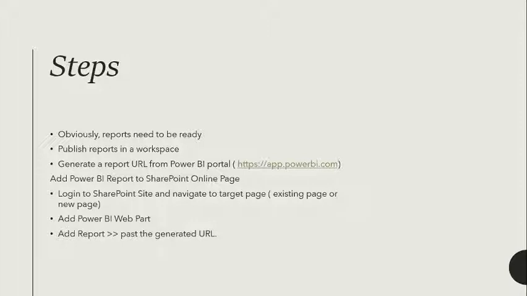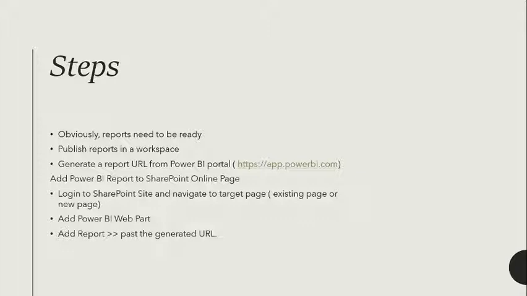Now the steps we need to follow to publish this report. So obviously first your report needs to be ready. You can build the report using Power BI Desktop, or you can build it in Power BI online itself using Power BI service. Then you need to publish the Power BI report in a workspace. I will give one suggestion: you need to create a separate workspace. Don't use the personal workspace.